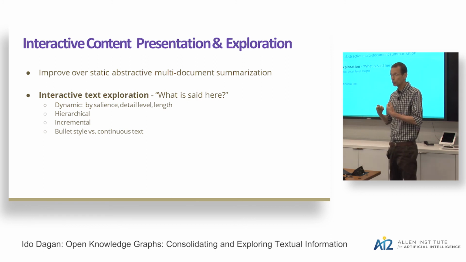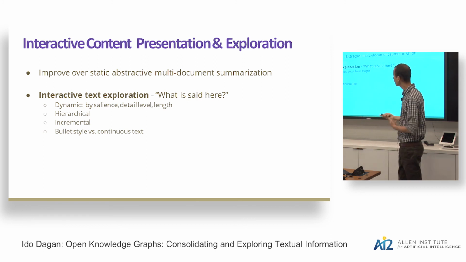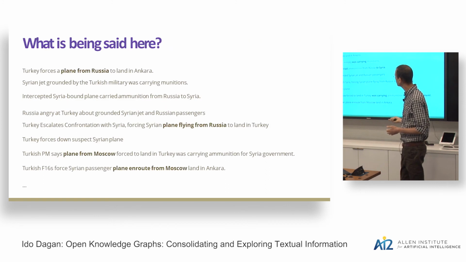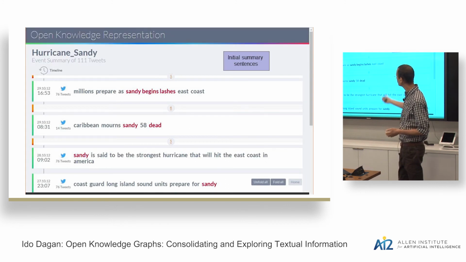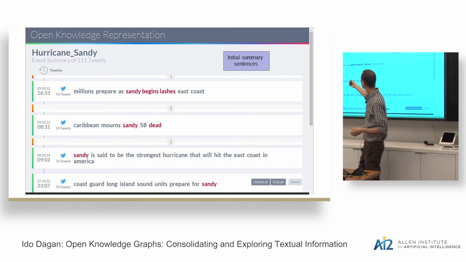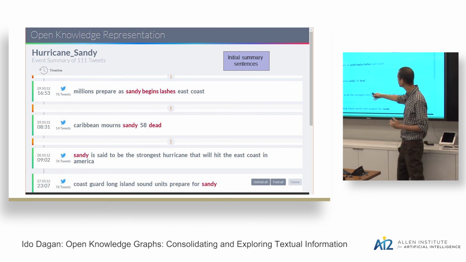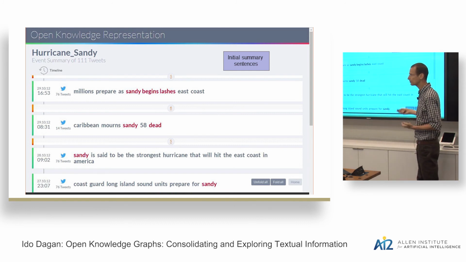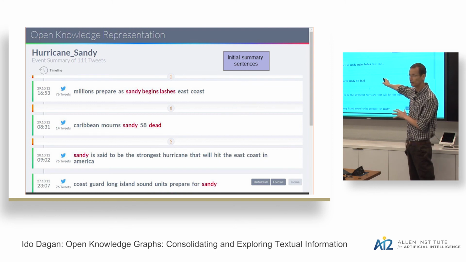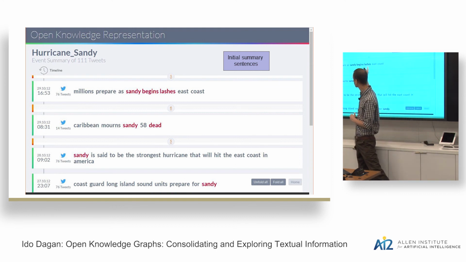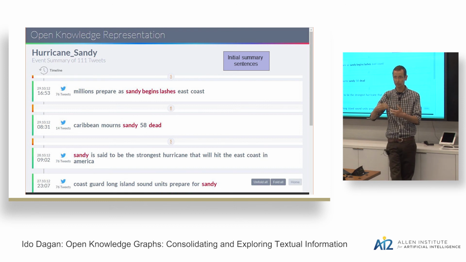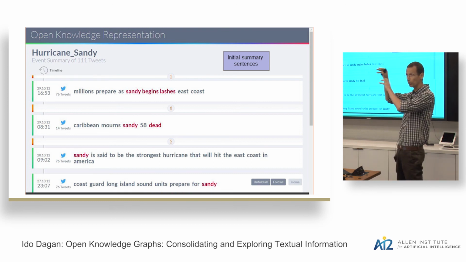We would like to have a more interactive, dynamic mechanism. Just to give a sense, this is a set of over 100 tweets on Hurricane Sandy. We'd like something that would first show an initial abstractive summary generated from the graph. So there is a graph for these 111 tweets. These sentences are not original tweets. They are abstractive summary sentences generated from salient, bold nodes in the graph.